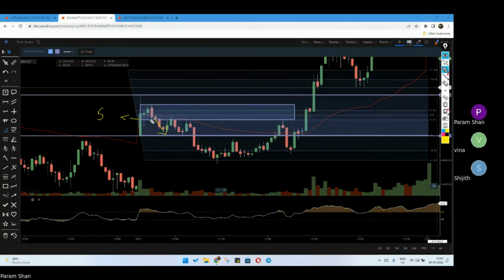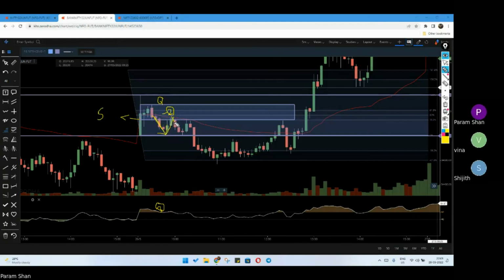So as per our box model, price broke down, point number one. Price is below VWAP, point number two. RSI is also going below 60, point number three. Potentially this could have been a good entry. It broke down, it had a pullback up to this VWAP.